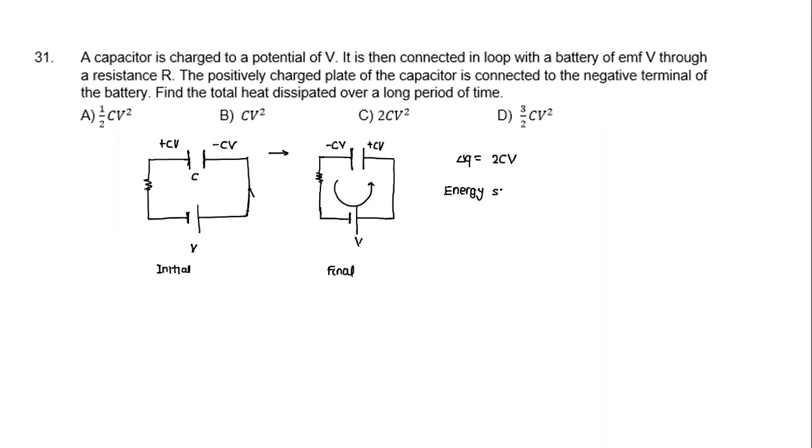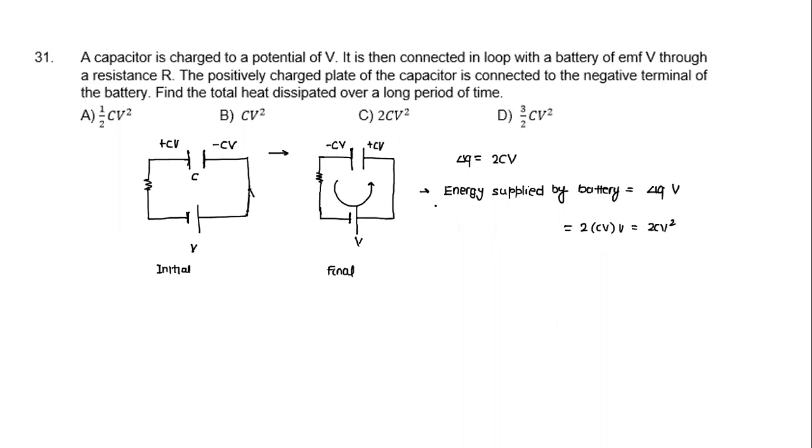And this energy which has been supplied to the whole system from the chemical energy stored in the battery got converted. It has been converted, given in the form of electrical energy. Energy supplied by the battery will be equal to how much? dq into the EMF of the battery, which is V. So that becomes equal to 2CV into V. That is 2CV square, the energy supplied.